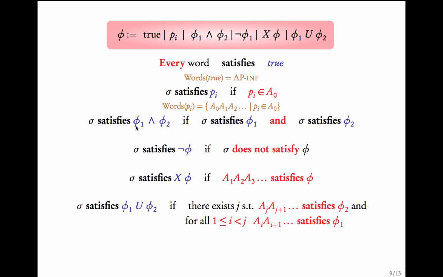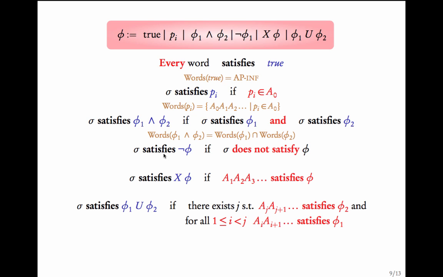What about this? What about words of phi 1 until phi 2? They are the set of all words which satisfy phi 1. That means they are in words of phi 1 and they are also in words of phi 2. Which means words of phi 1 and phi 2 is just the intersection of words of phi 1 and words of phi 2. Now you see, writing it down like this gives us a way of expressing the sets.